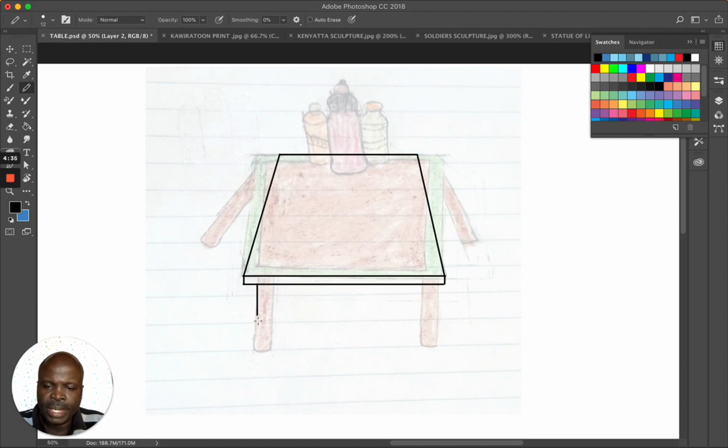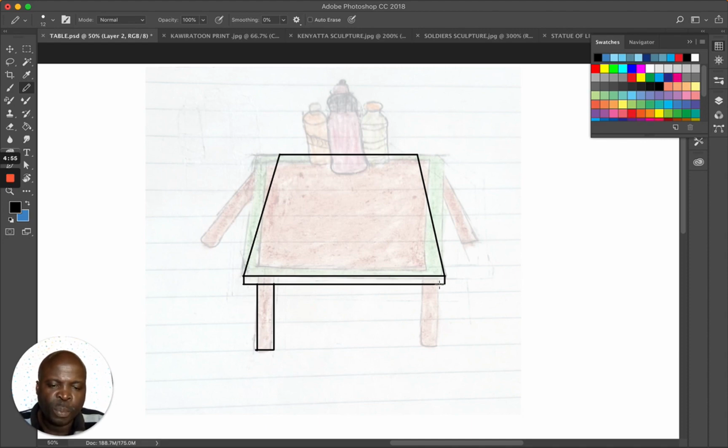Now, let us go to the legs of the table. A vertical line and another vertical line, and then we close it at the bottom. If I'm moving too fast, please feel free to pause the video. And then we are going to draw now the right leg of the table.